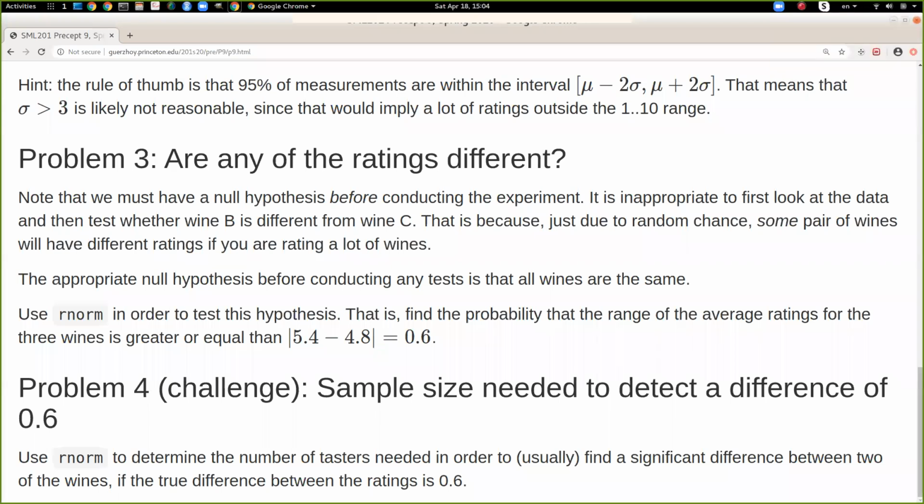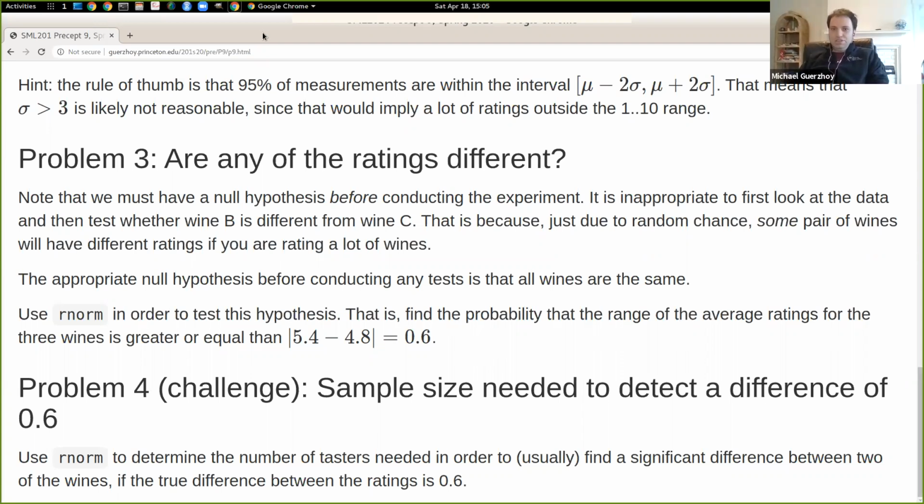Wait, for problem 3, could you say one more time why you did the max minus the min? Well, that's just because that's what we wanted. So find the probability the range of the average ratings for the 3 wines is greater than or equal to 0.6, right? So the range is the max minus the min. That's what the range is. Oh, okay, I didn't see that. Thank you. Okay.